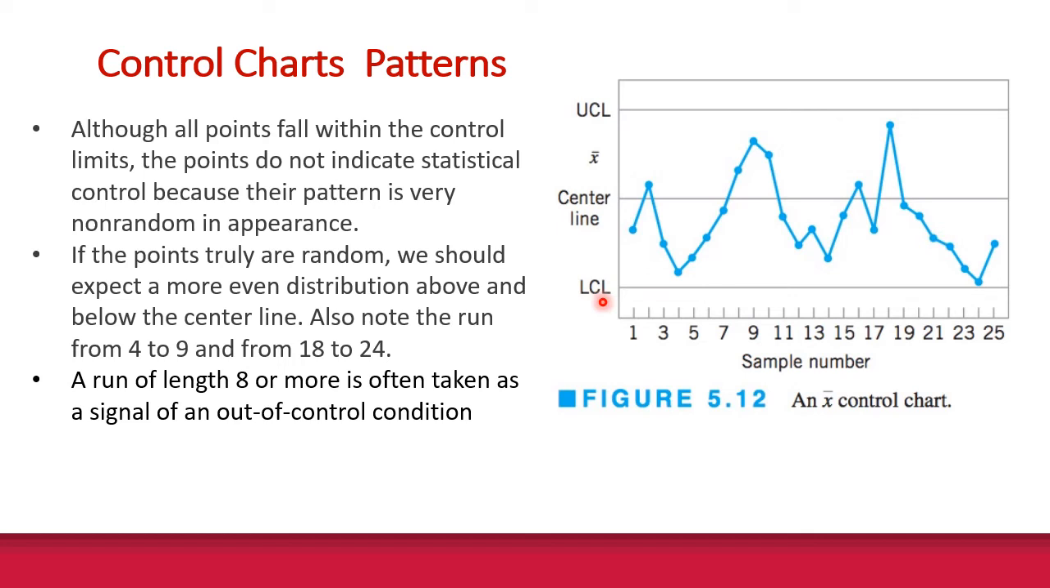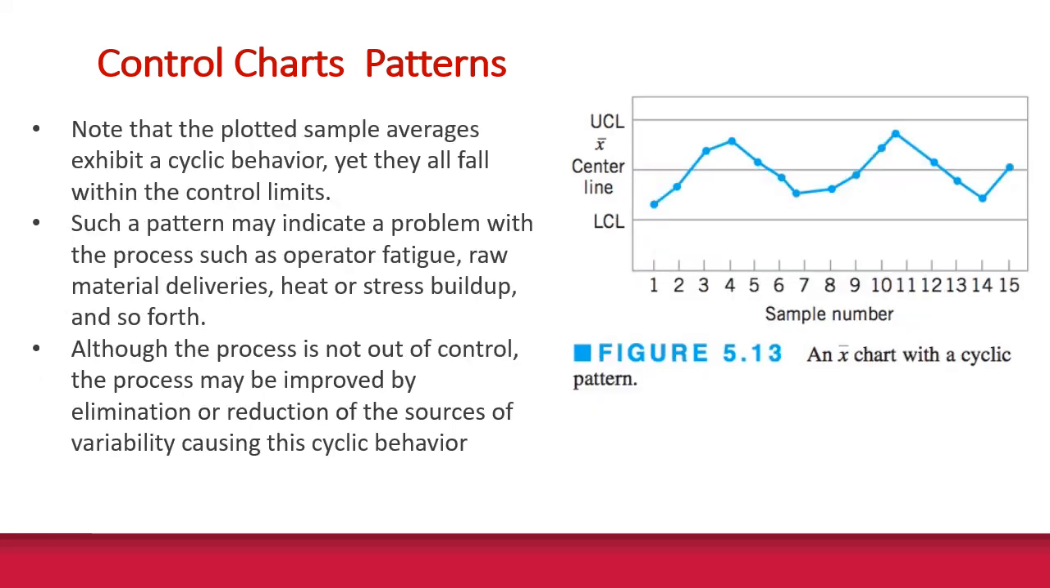So you're going to have some of these, but a run of length 8 or more is often taken as an out of control condition. So here you've got 1, 2, 3, 4, 5, 6. It's kind of close. If you had a couple more there, even if it didn't exceed the upper control limit, a lot of supervisors would take that to be an out of control condition, and you would start looking and investigating to see if there's some assignable cause here.